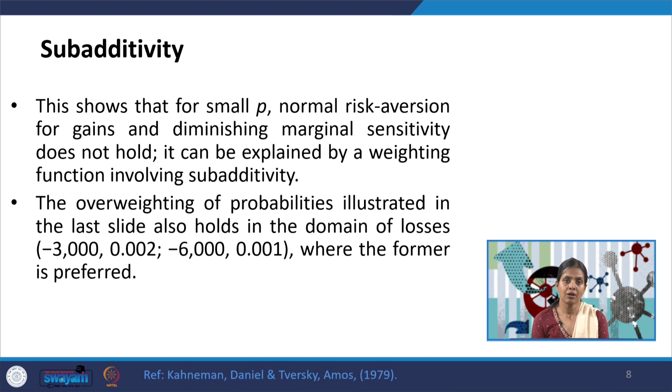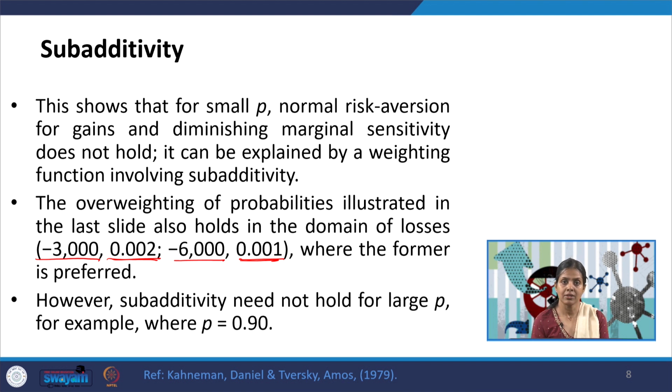The overweighting of probabilities illustrated in the last slide also holds in the domain of losses, again where we have the probability of losing 3000 with 0.002 and losing 6000 with the probability of 0.001. So, again when these probabilities are very small, we can easily prove that the principle of sub-additivity holds here as well. However, sub-additivity need not hold for large p, for example, where p is equal to 0.9.